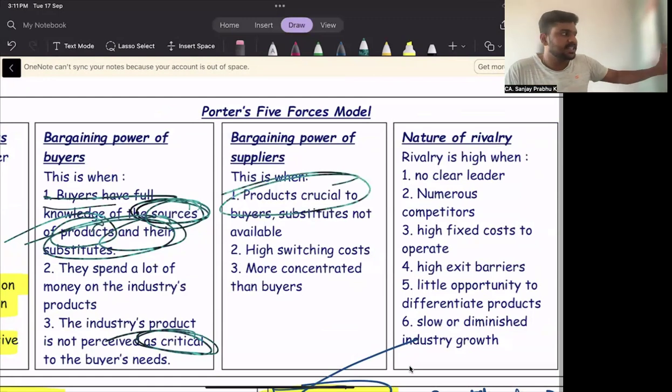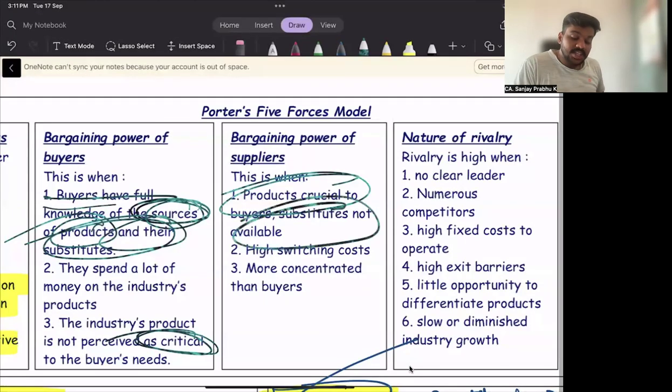Say, for example, I am going to purchase a product from the supplier, and that product is very important and needful for me. It is very crucial to me. So now the power is in the hands of the supplier, because I don't have any other alternatives or substitute products. So the supplier is having the power.